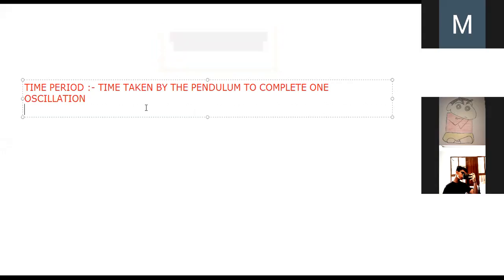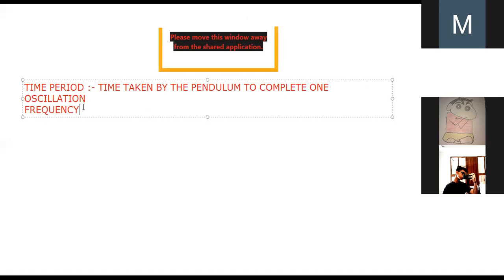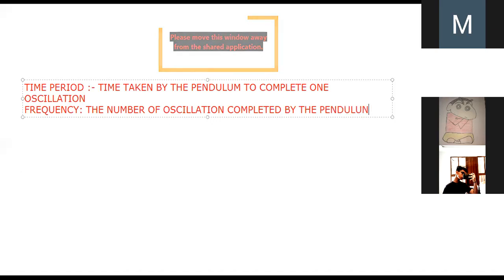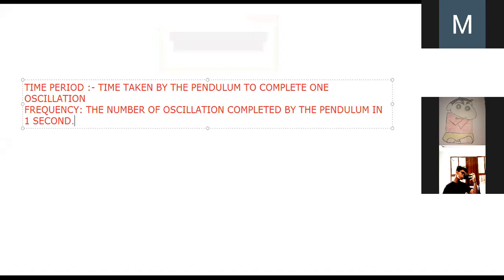Now we'll talk about frequency, and we have written the definition. So, what is frequency? Listen, beta. Frequency is nothing but the number of oscillations completed by the pendulum in 1 second. Okay, this is very important.